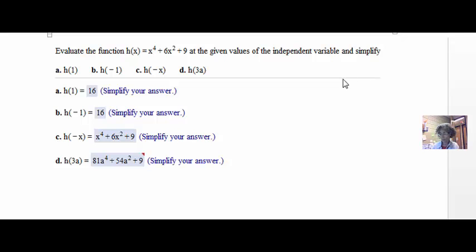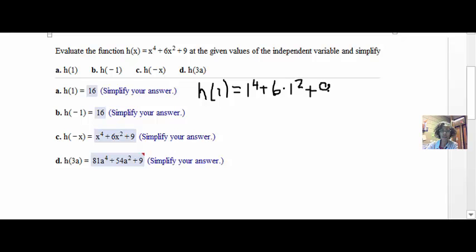All right, let's take a look at this. Since I'm going to just post the problem, I'm going to do all 4 parts, even though the first 3 parts you have worked correctly. h of 1 is found by raising 1 to the 4th, adding to that 6 times 1 squared, and then adding 9. So this is 1 plus 6 plus 9, which is 16.